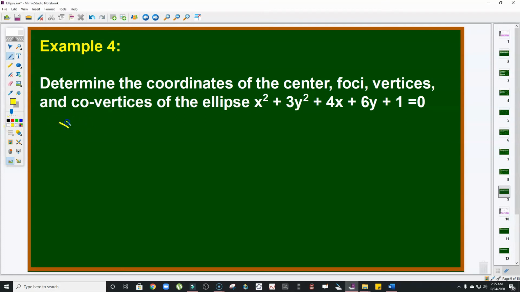So, to do that, okay, pagsamahin natin yung mga terms with x. Okay? X squared plus 4x. Okay? Then, this one is 3y squared plus 6y. Then, I'm going to separate the constant. Okay? There you go. Now, so, I'm going to, syempre, okay, divide this by 2.